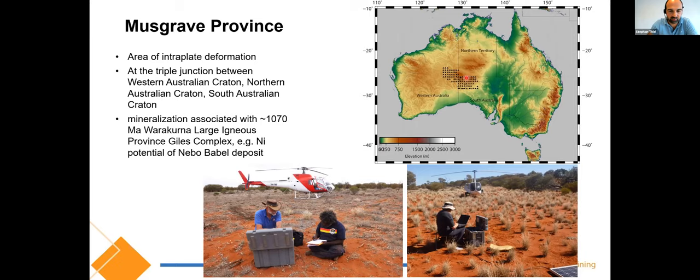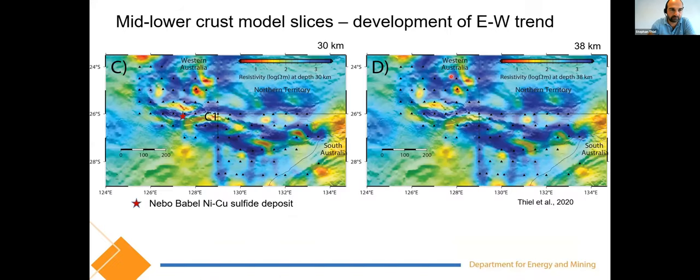And it has some remarkable offsets in gravity, which are some of the largest in the world. And there's also a potential for nickel-copper type potential. And there's a Nabobabo deposit, which sits just about there. And some of the images we're getting, I'm just showing these lower crustal slices again, as we're seeing these east-west trending connectivity features, and they also quite nicely line up with the gravity, with the east-west trending gravity that shows you some of the Moho uplift that is due to the interplate deformation.